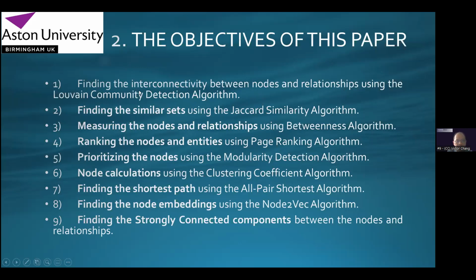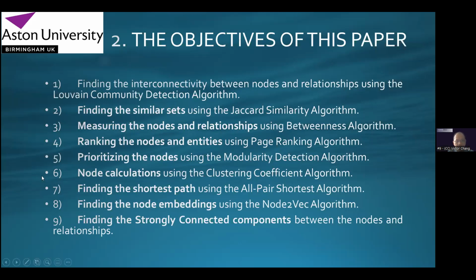This tool allows us to find the interconnectivity between nodes and relationships, meaning between people and projects and their relations, and to find similar sets. When you have more projects, you may try to find similarities so that you can get the lessons from what was done before. It can measure the nodes and relationships, because sometimes measurements are hard to quantify, so it provides an alternative solution: ranking the nodes and entities. Maybe you have too many projects and you cannot know the importance and priority, so it helps you rank and prioritize. And node calculation then shows the importance of each project and its relation to those people.